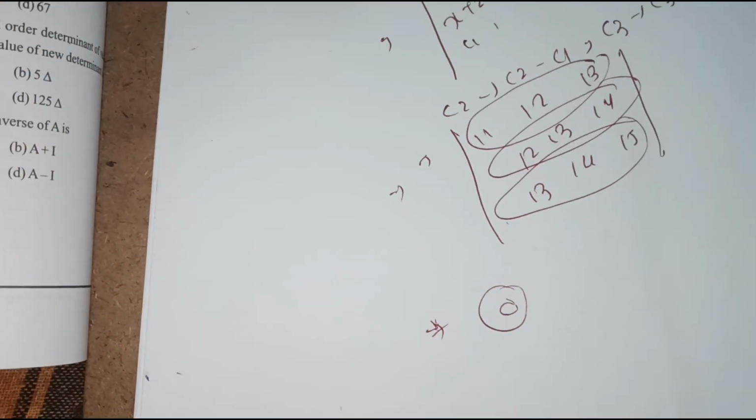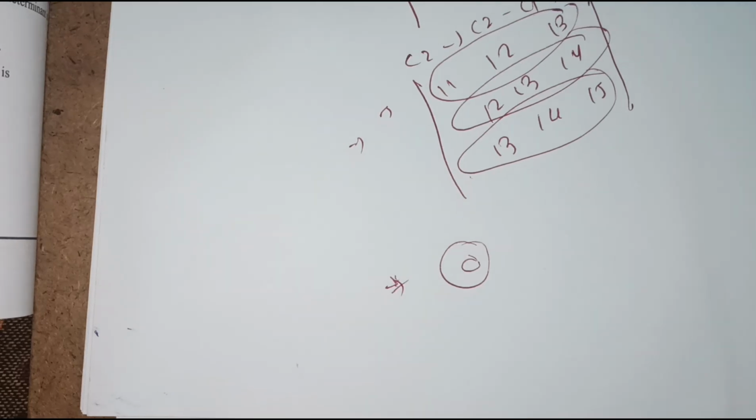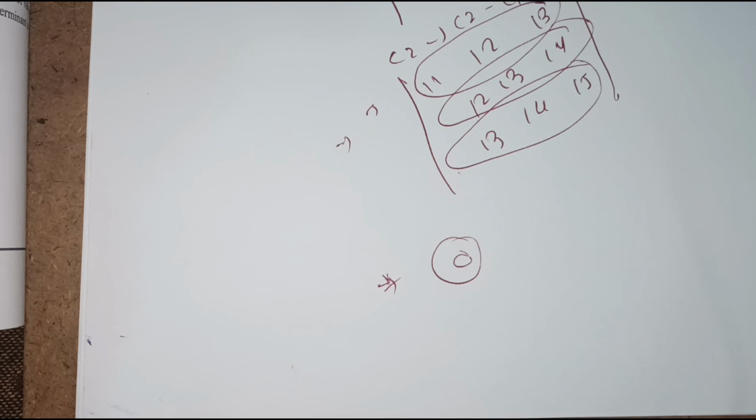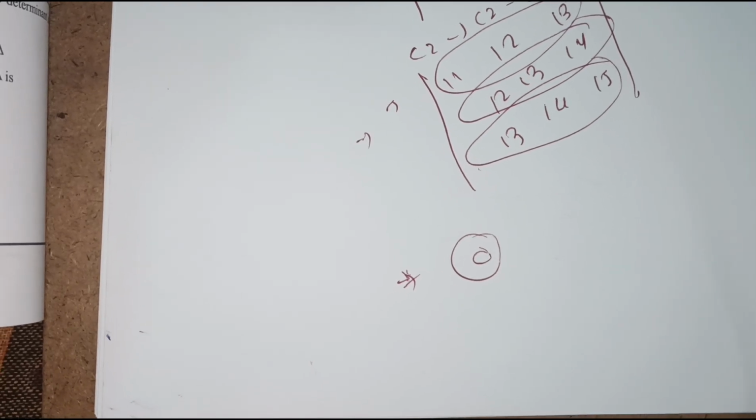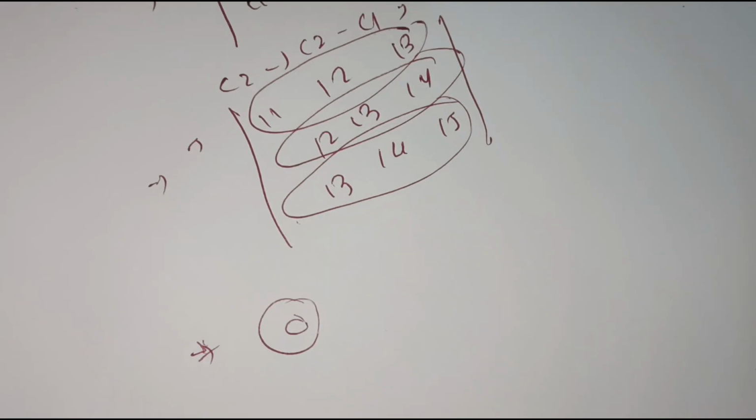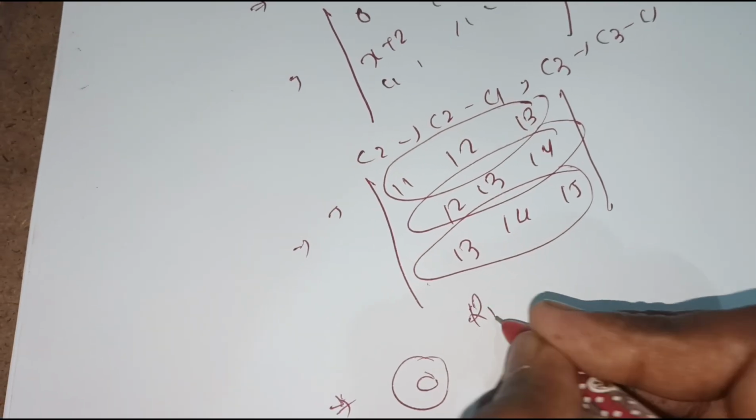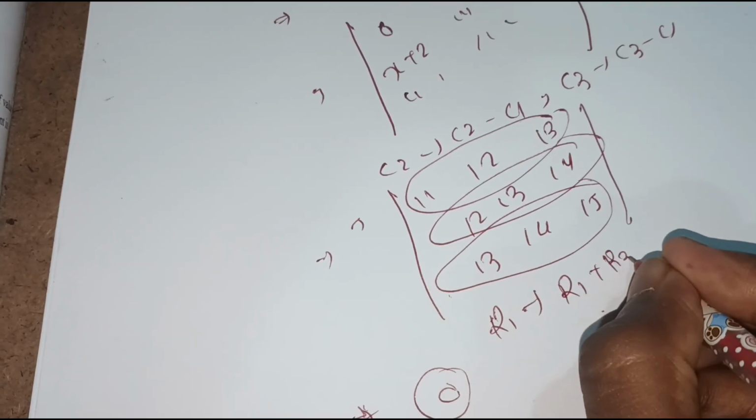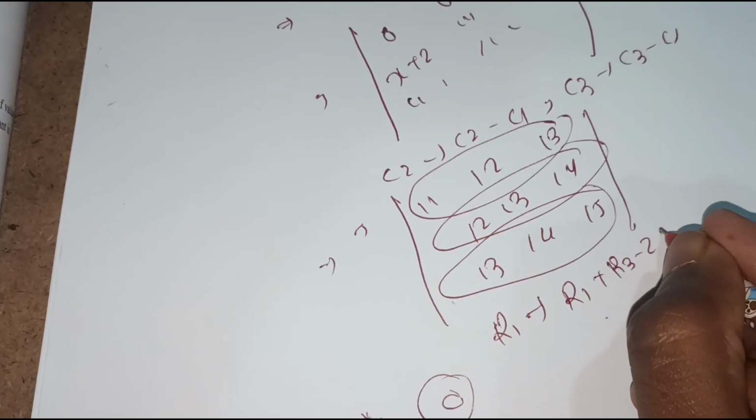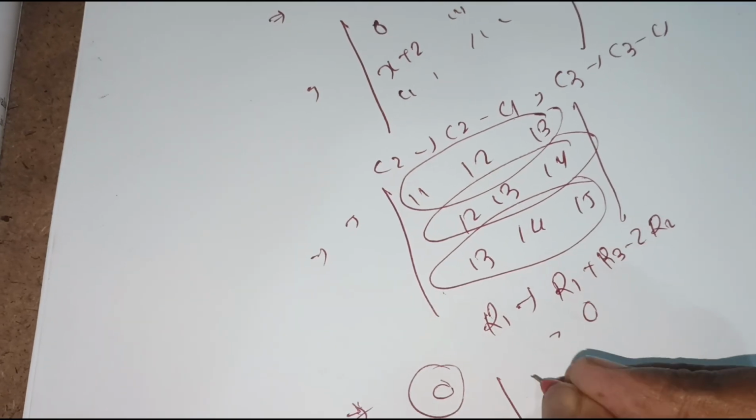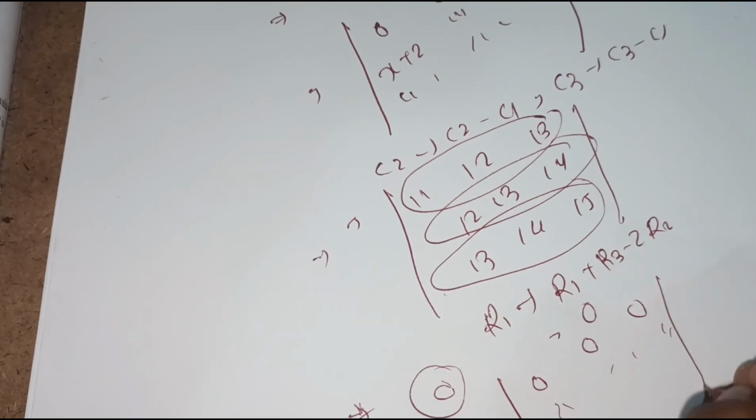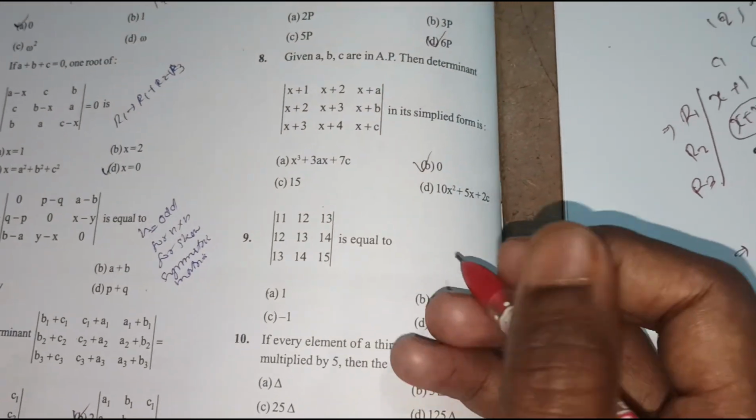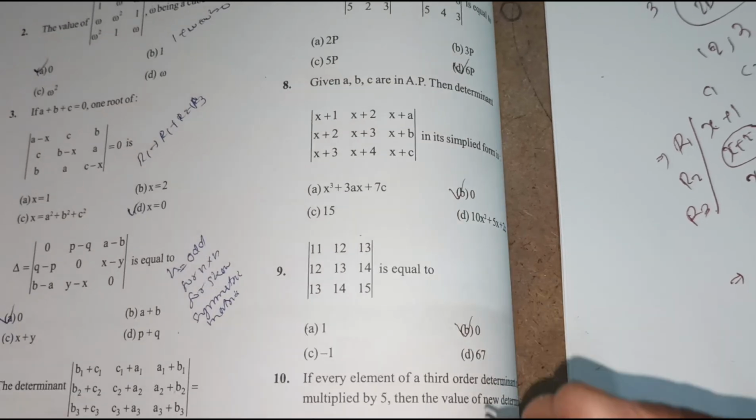It's a simple logic, and how it is possible, I will explain in the next video. If you want a separate video, I will explain clearly in a separate video. Please comment down in the comment section. So I will explain in this video only. See here, R1 tends to R1 plus R3 minus 2R2. So it will be 0. So here 0 0 0, and whatever is under it, it will be 0. So the answer will be 0 here. So for any arithmetic progression in the matrix, you will get the answer as 0.